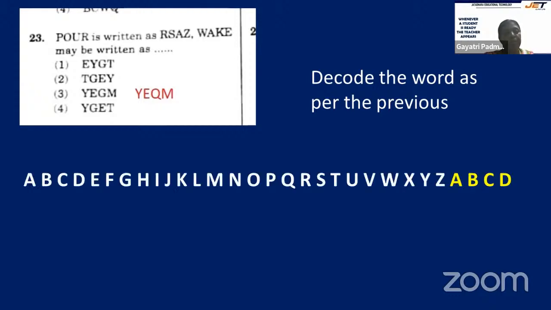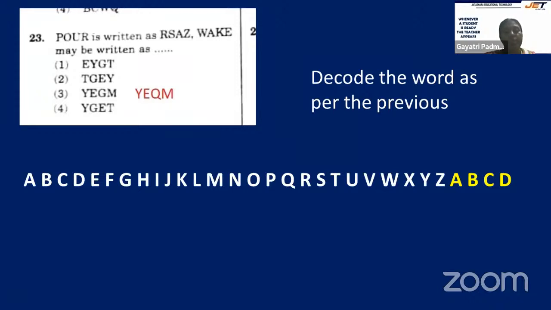Yes. See the next one, we have POUR. This is written as RSAZ. Now then, how do you write WAKE? Yes, so quickly this should be answered. How would you write WAKE? Yes, let's see the answer.